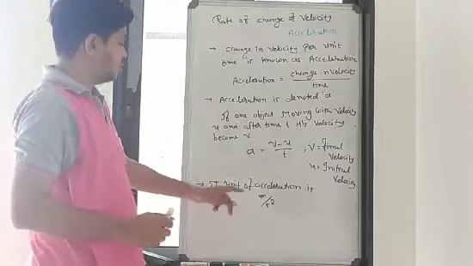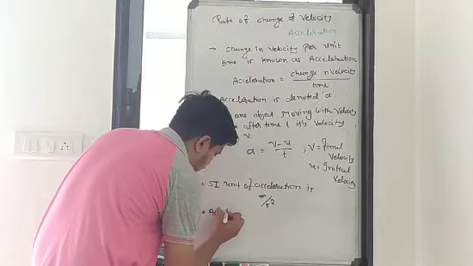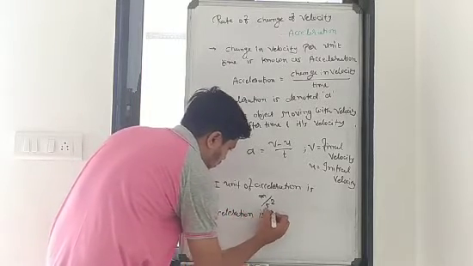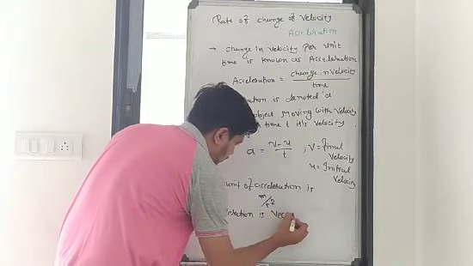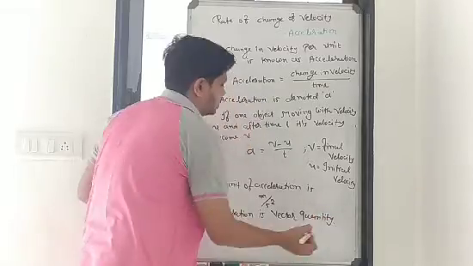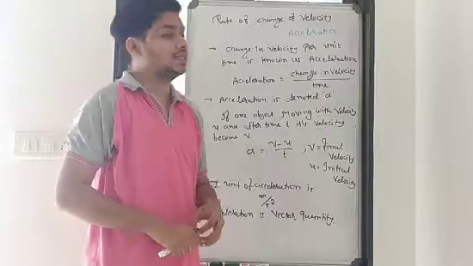SI unit of acceleration is meter per second square. Not only that, acceleration is a vector quantity. It's a vector quantity. So here is the basic thing about acceleration.